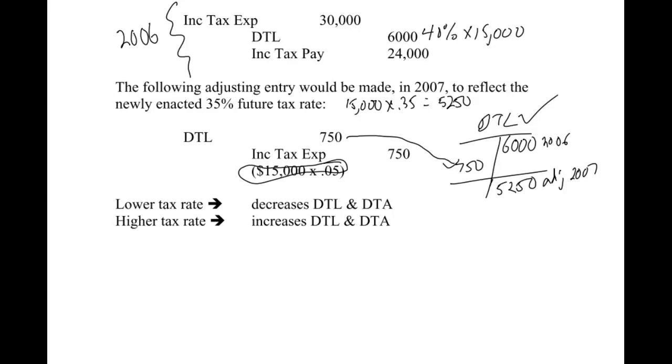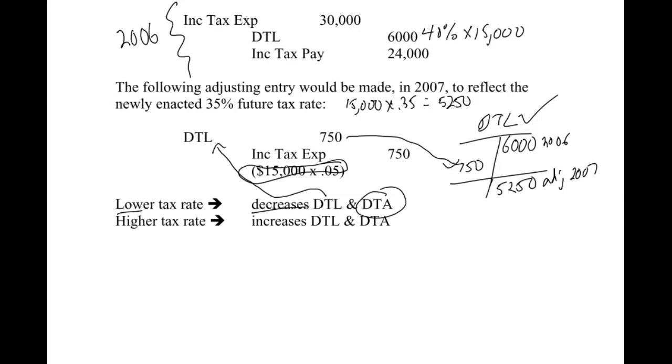Basically, if we lower the tax rate, it's going to decrease both our asset and our liability. So let's think about that. If it decreases our deferred tax liability, it also decreases our income tax expense. This decrease in deferred tax liability is this one right here. The tax rates went down, so we decreased the deferred tax liability. But notice we also benefit from that because it decreases our income tax expense.